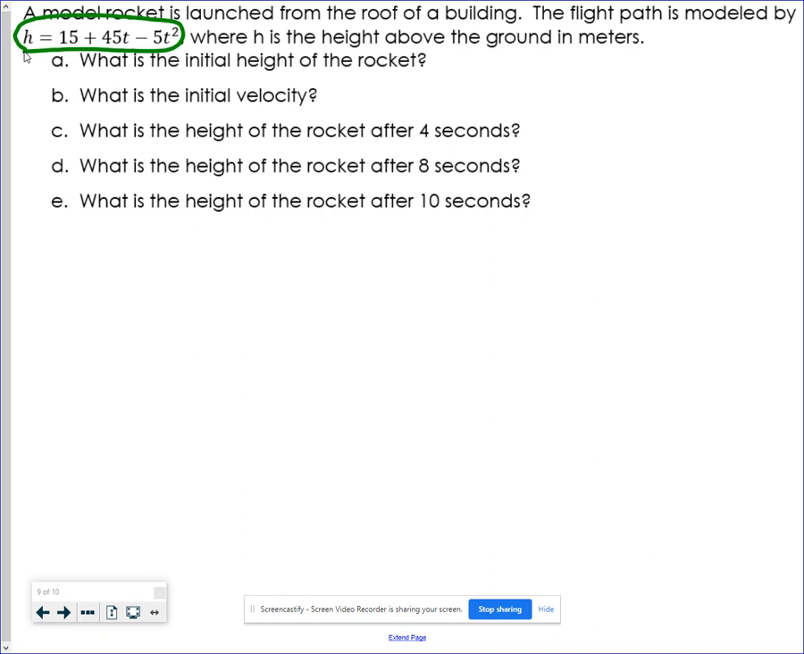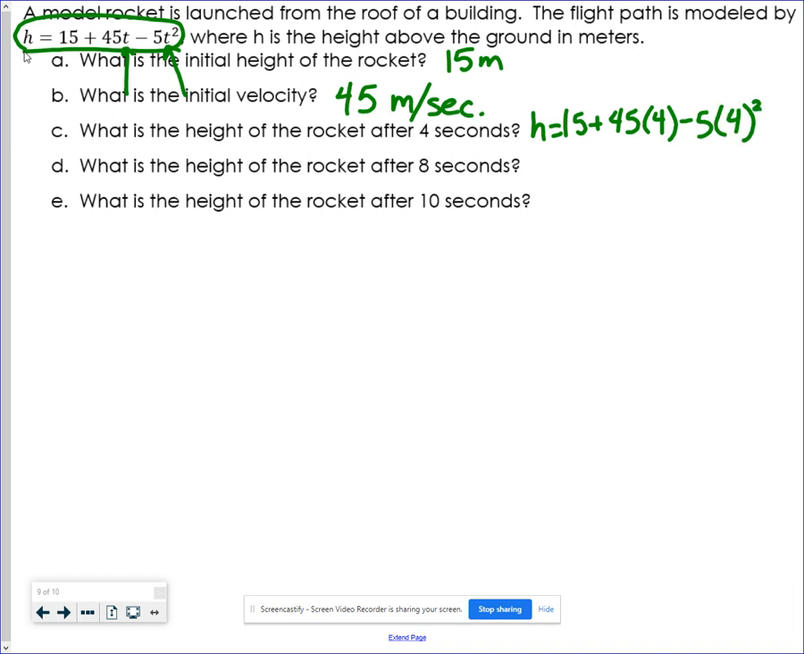So the initial height of the rocket is the 15 meters. The initial velocity is 45. This is really meters per second. And then to find the height after 4 seconds, I'm going to put a 4 into both of the t spots. I'm going to put a 4 right there, and I'm going to put a 4 right there. So I would really have, and this is absolutely a calculator thing then, h equals 15 plus 45 times 4 seconds minus 5 times 4 squared.